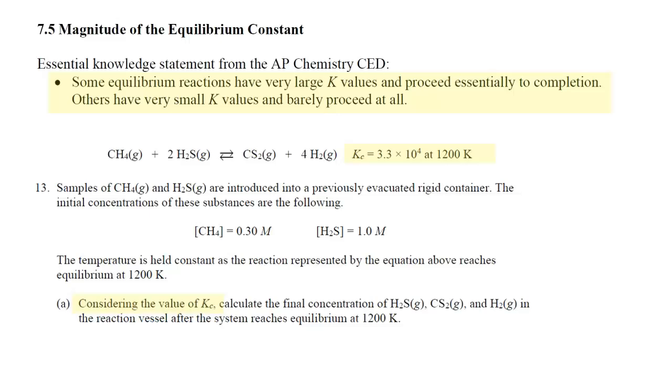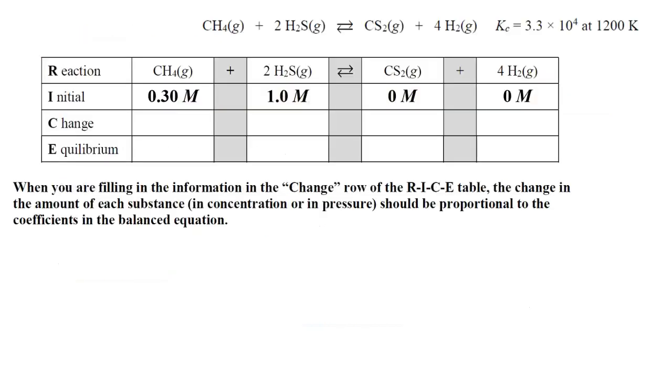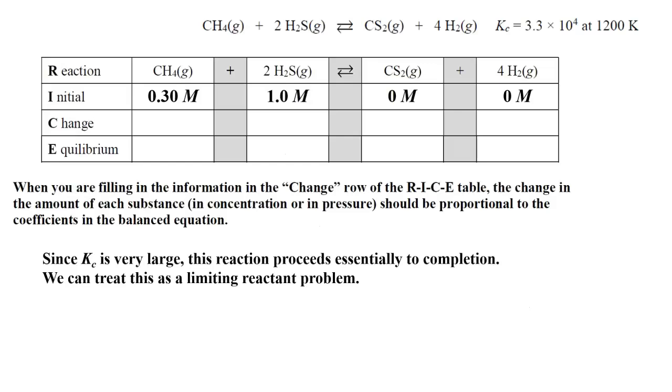Take a look at that value of the equilibrium constant Kc for this reaction in question 13. It's 3.3 times 10 to the 4. That is a rather large value. So in part A of question 13, it said, considering the value of Kc, calculate the final concentration of H2S, CS2, and H2 in the reaction vessel after the system reaches equilibrium. So since the value of Kc is very large, we can assume that this reaction proceeds essentially to completion. So we can treat this as a limiting reactant problem.